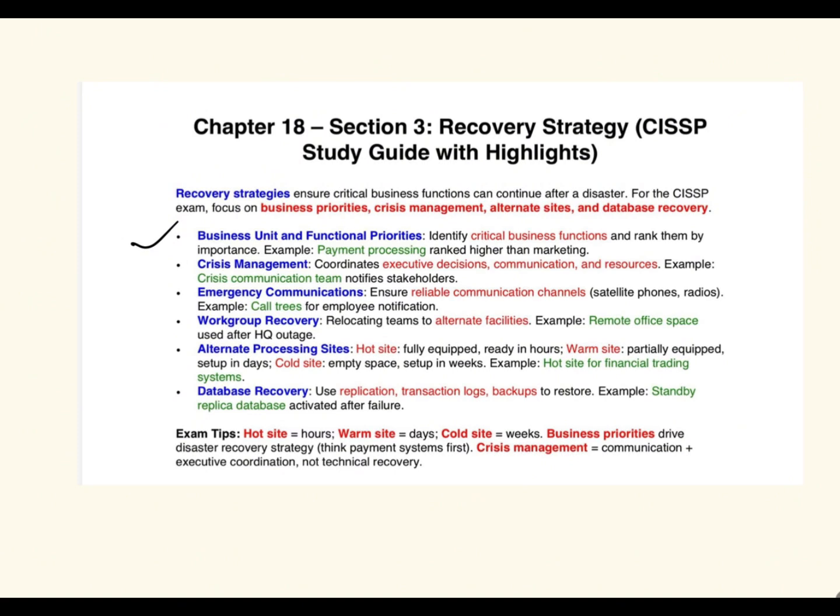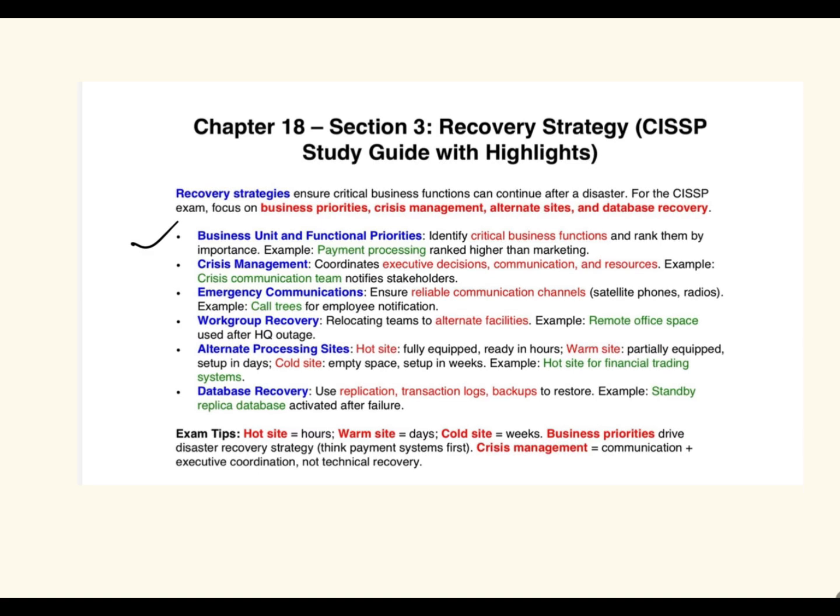If there is something wrong with your payment processing system, it might cause a big issue for your company or business. Another good example is that customer support is more critical than HR training. If you do not have proper customer support, that could damage the company's reputation. So therefore, it is more important than HR training. So this ranking drives the order of recovery, right?